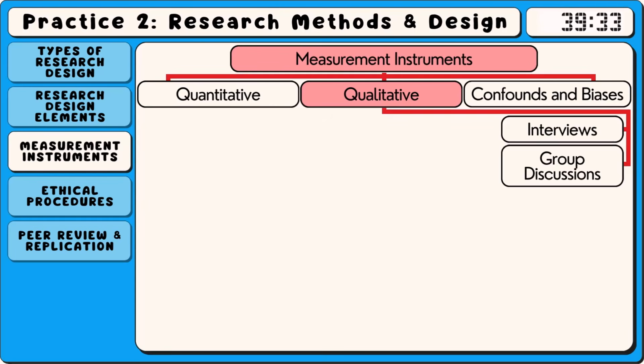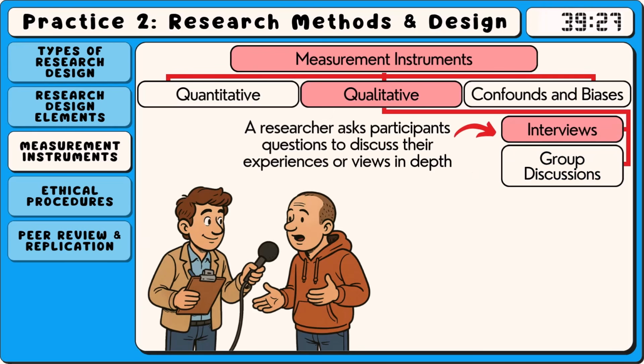Two common measurement instruments in qualitative research are interviews and group discussions. Interviews are conversations in which a researcher asks participants questions to discuss their experiences or views in depth.